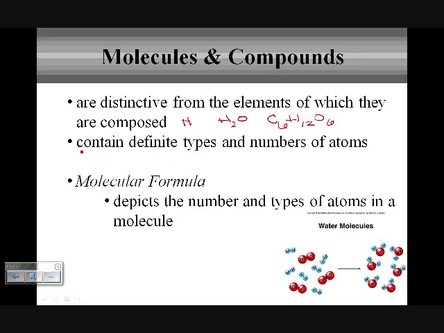So molecules and compounds are also going to have definite types and definite numbers of atoms. For example, glucose is always going to be C6H12O6 when we figure it out. You're never going to have a different ratio of carbons, hydrogens, and oxygens to give you glucose. It's a definite number with definite types.